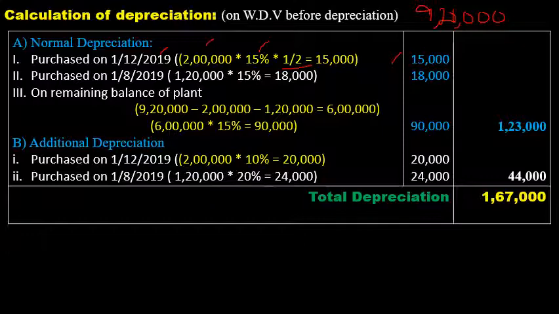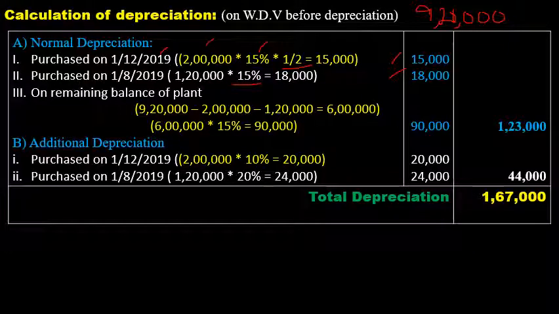Next, the asset which was purchased in the month of August 2019. It was used for more than 180 days. From August to March, the number of days used by the company was more than 180. Therefore you can levy full depreciation, 1,20,000 into 15%. So there you will get 18,000. Why full depreciation? This asset was used in the previous year for more than 180 days. Whenever it was used for more than 180 days, you have to calculate full depreciation. And if it was used for less than 180 days, then you have to calculate half of the rate of depreciation. And that is only for the asset which was purchased in the previous year.